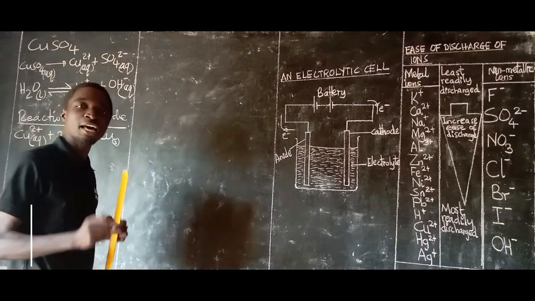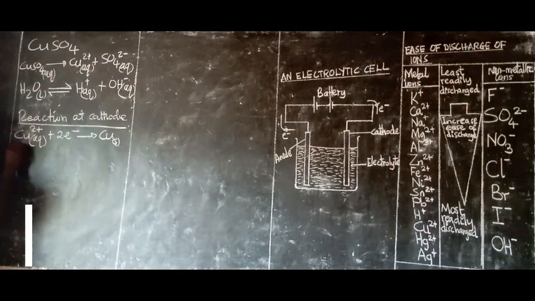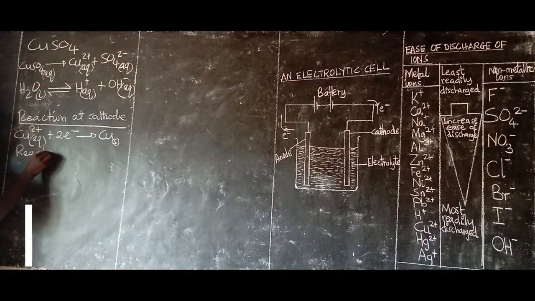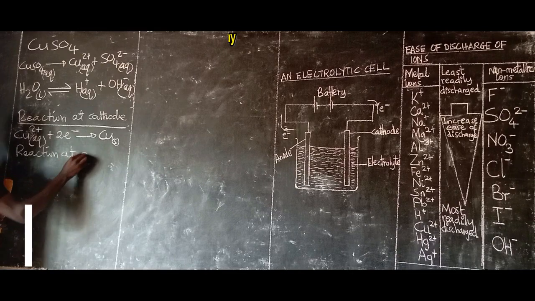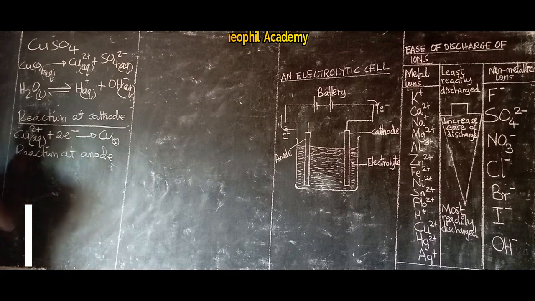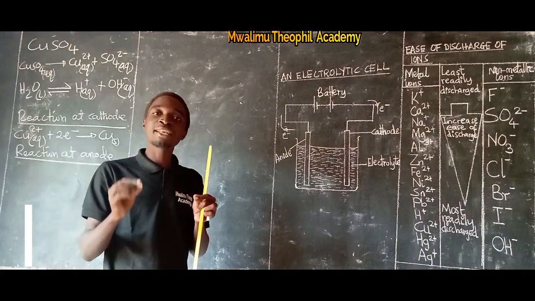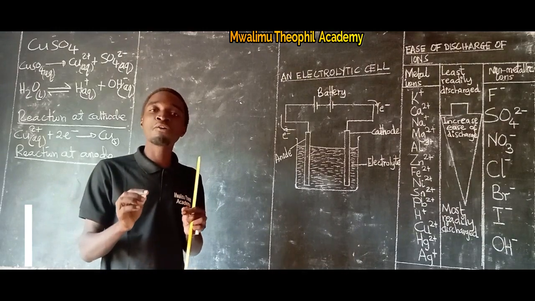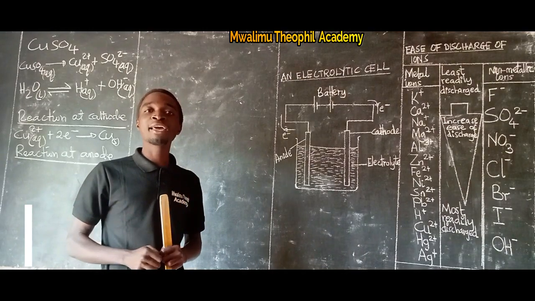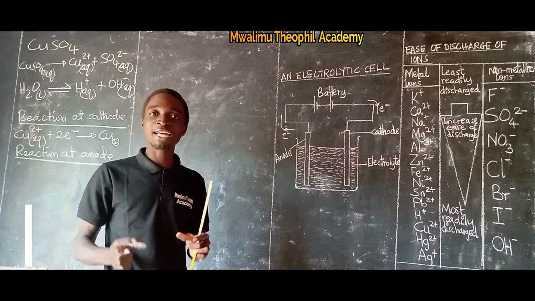Let us also see the reaction at anode. You have to know that the reaction at anode will involve the migration of the anions, I mean the negatively charged ions.